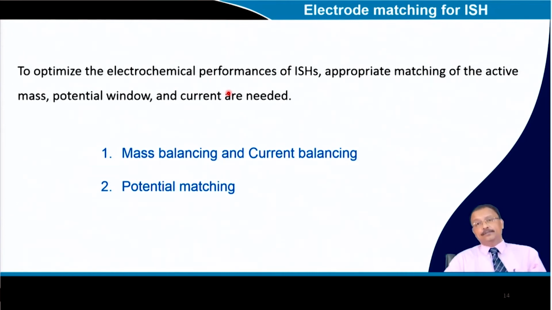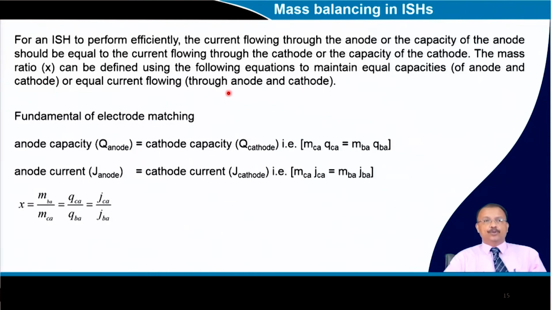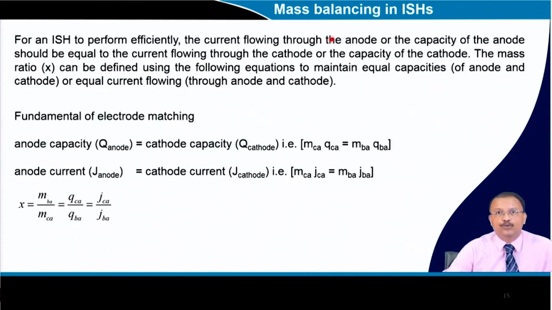So, now I will apply it for the battery as well. For this serial hybrid to perform, the current that flows through the anode and the capacity of the anode should be equal to the current flowing through the cathode and the capacity of the cathode. So, I define this mass ratio by using the following relation of anode and cathode, and also the current relation, which is quite straightforward.